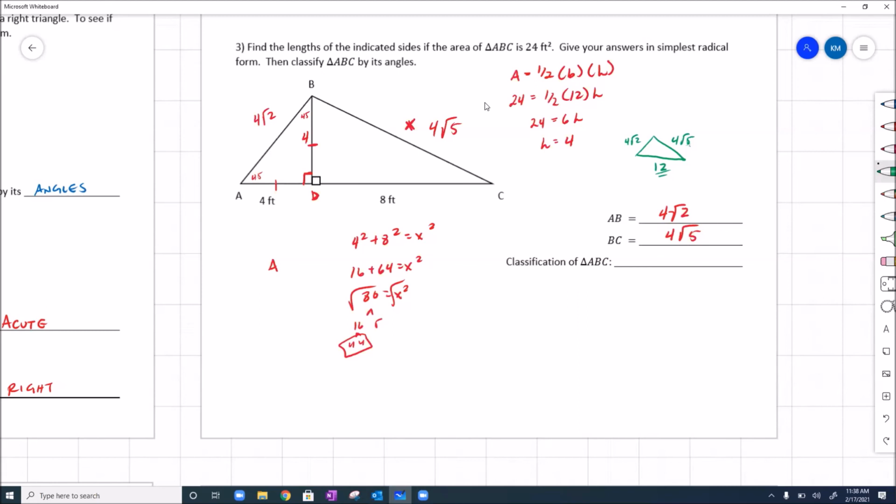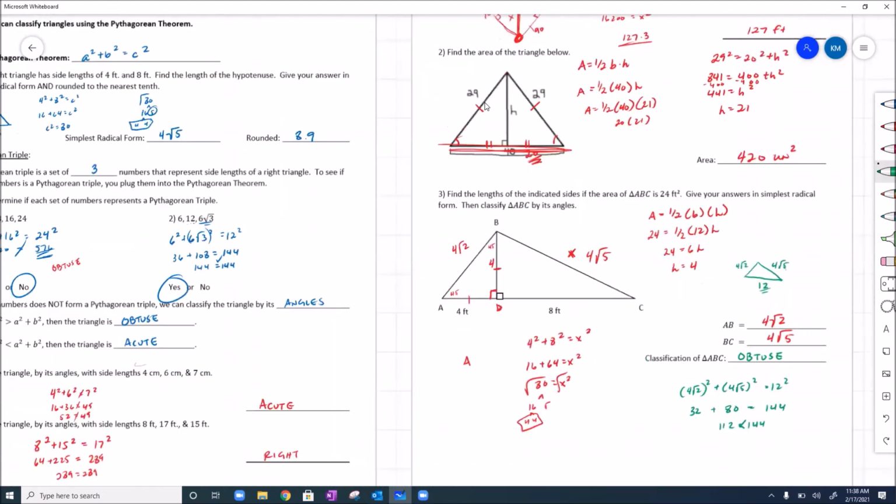As we set this up, 4 radical 2 squared plus 4 radical 5 squared compared to 12 squared. Multiplying this, 16 times 2 gives me 32, and 16 times 5 gives me 80, so the sum is 112. 12 squared is 144, and we see that 144 is greater than 112, so this is an obtuse triangle. There we have it: the Pythagorean theorem and its converse. All right, see ya.